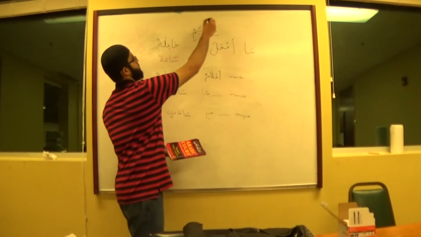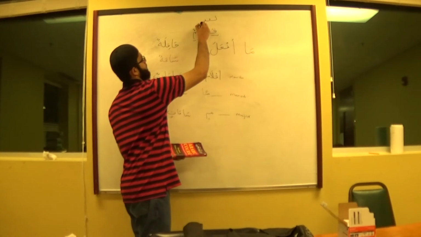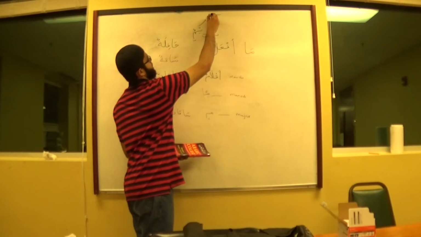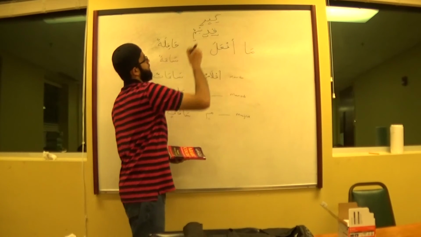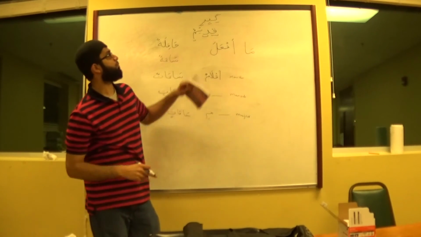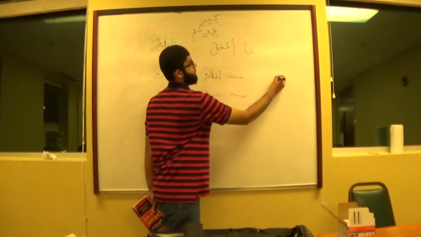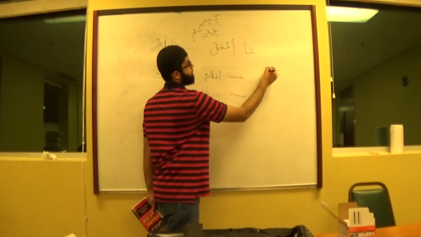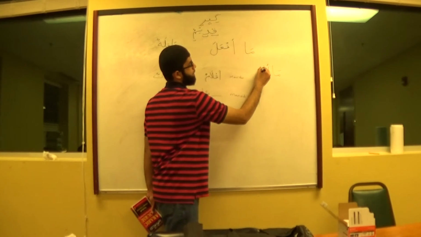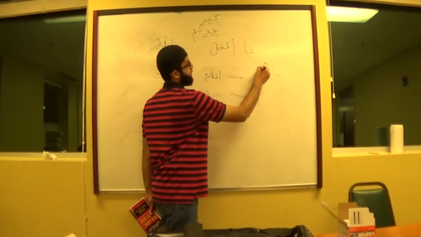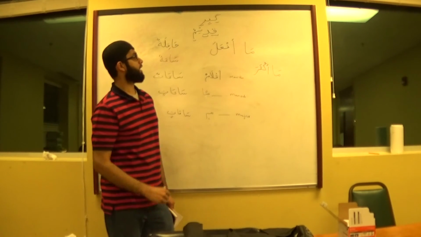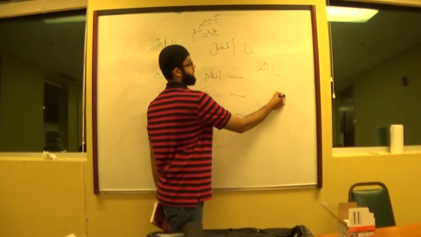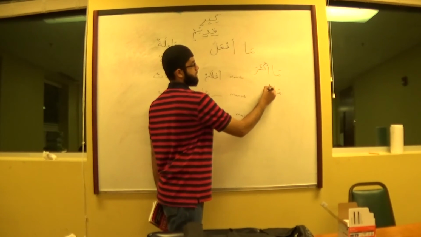And what's the word for many? Kathir. And the 3 letters are kaf, tha, and ra. Right? So if I want to say how many, I have to put it in this pattern. I'm going to have to say ma akthara. And if I want to say how old, I say ma aqdama.